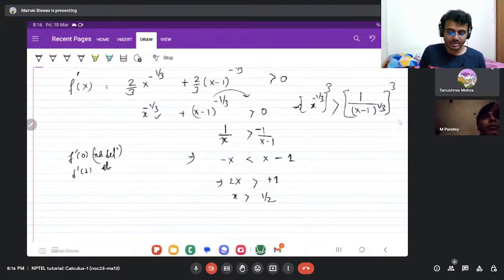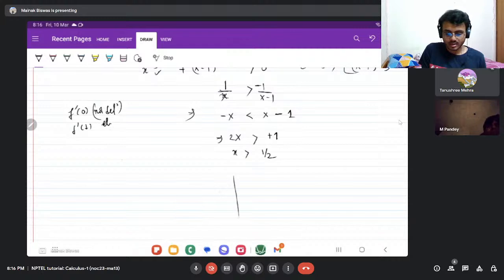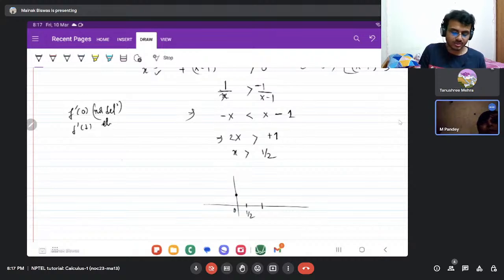So at half you are saying you are having a critical point, right? So let's draw this. x is equal to 0 is also a critical point, x is equal to 1 is also a critical point. At 0 it is 1. This is very simple. F of 0 is symmetric after f of half.